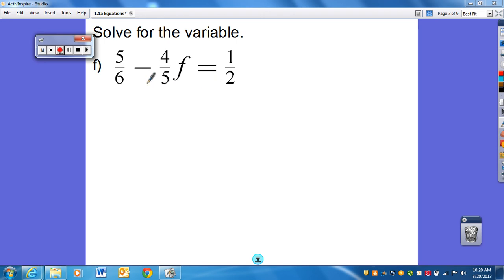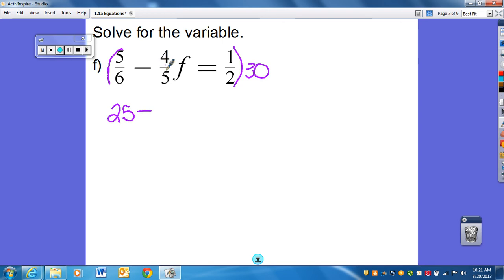And the way to do that is to look at the denominators, 6, 5, and 2. Find the common denominator. The common denominator is 30. And then we can multiply the entire equation by 30. And when we multiply by the common denominator, that will help us to get rid of the fractions. So the first thing we're going to do is take 5 over 6 times 30 over 1. 5 over 6 times 30 over 1 gives me 150 over 6, and that reduces to 25.